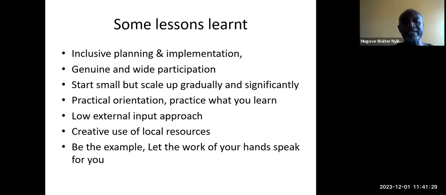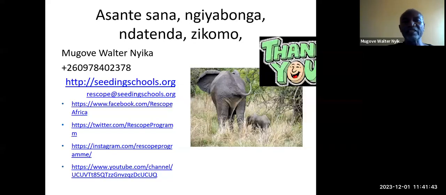And this allows for creative use of local resources. And we have seen that walking the talk is very crucial in making this work.